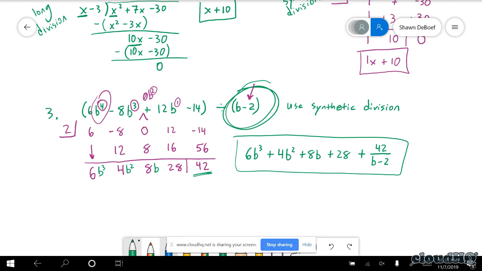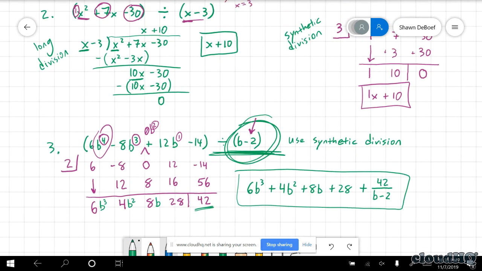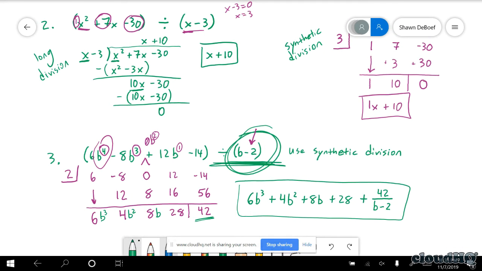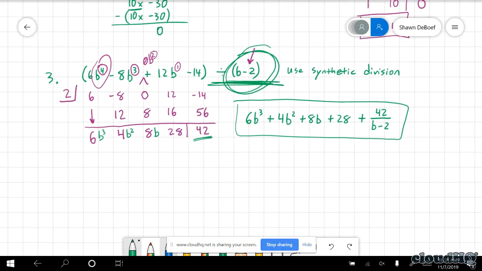So there's another example of using synthetic division. Now, synthetic division works very nicely when you're dividing by something in this form. And what's this form? Well, it's linear, and there's no coefficient in front of, in this case it was b, but oftentimes we use the letter x. But x minus 3, b minus 2, could be x plus 5, x plus 17, x minus 1. As long as there's no coefficient in front, we can easily use synthetic division.